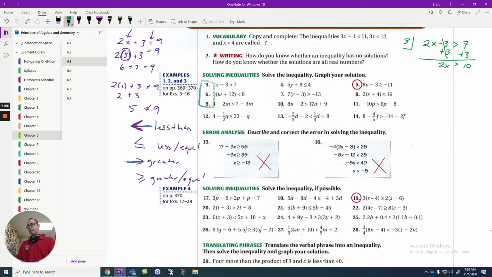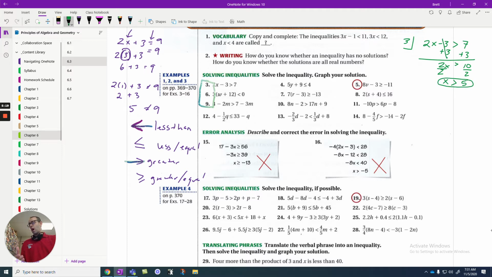Right here I want to go ahead and divide by 2, so that makes it a 1x. It was 2 times x, so the opposite of that is division. To divide the left, I have to divide the right. I still have that greater than symbol. 10 divided by 2 is 5. So here's my answer, x is greater than 5.